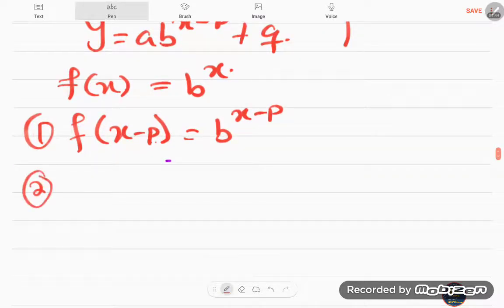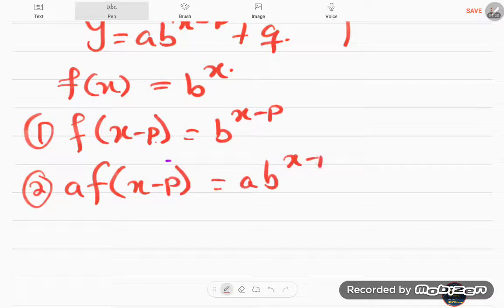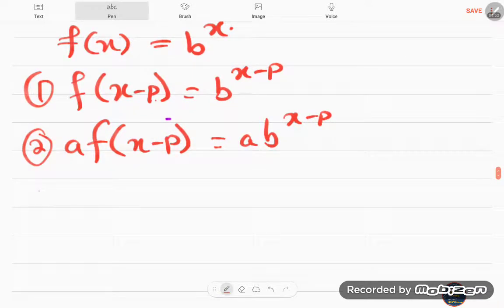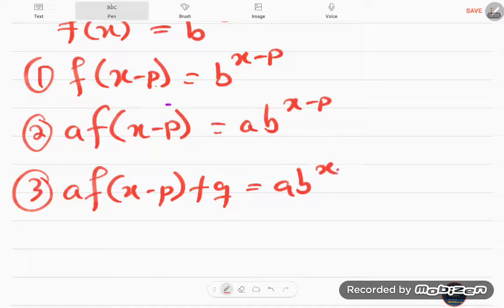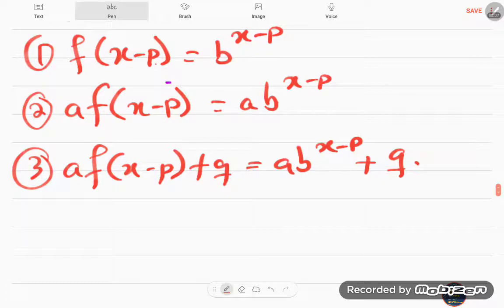Then the second one is going to be multiplying that by a, so a times b to the power x minus p. And then last but not least, we're going to be adding a q there. That's going to be a f of x minus p plus q. That will then give us what we have right there.